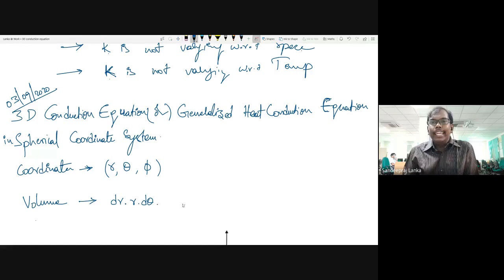With respect to phi, what will be the term to account for the volume here, or the linear dimension in the direction of phi? Can somebody tell me what is the linear dimension in the direction of phi? Can somebody tell me this one?